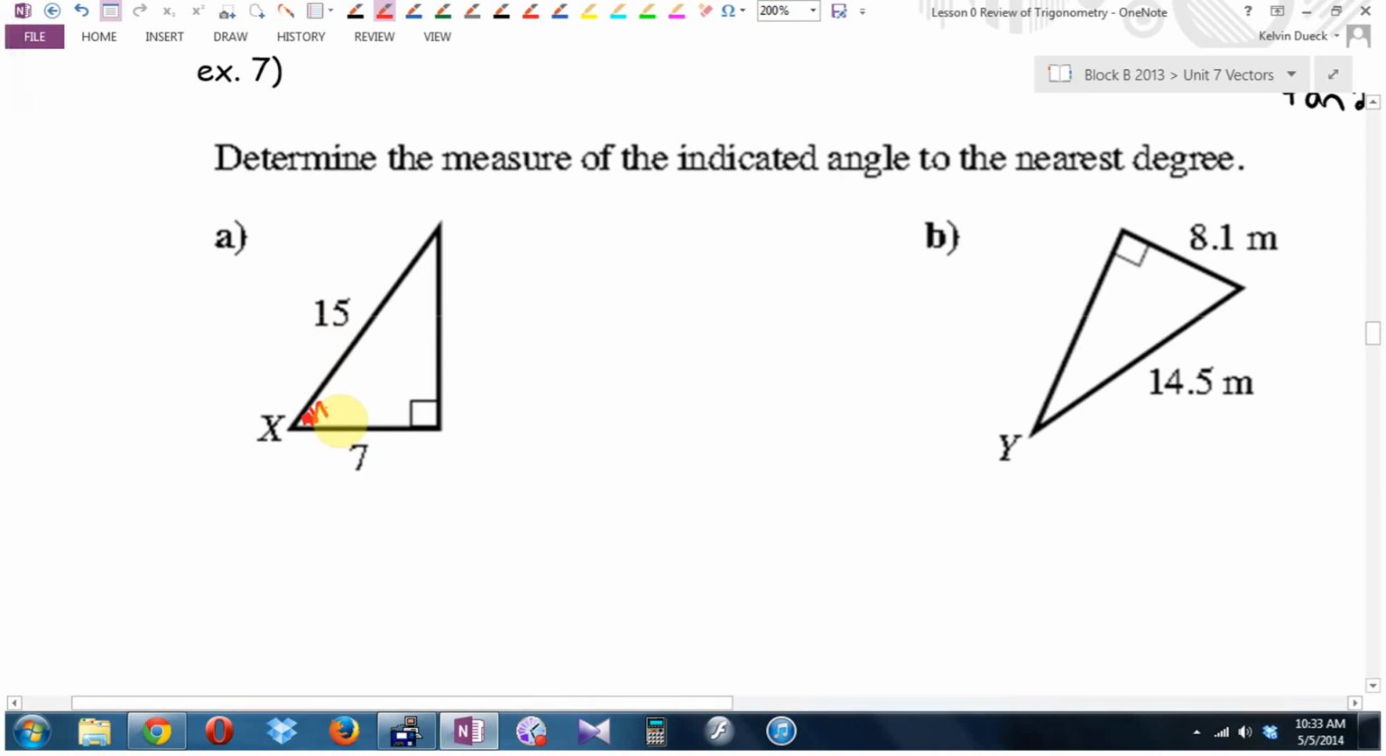That 15, opposite, adjacent, or hypotenuse? That 7, opposite or adjacent? Which trig function has those in it? Cosine. What always goes next to the trig function? The angle. What's the angle this time? I'll give you a hint. It's a variable. Okay. Equals what over what?